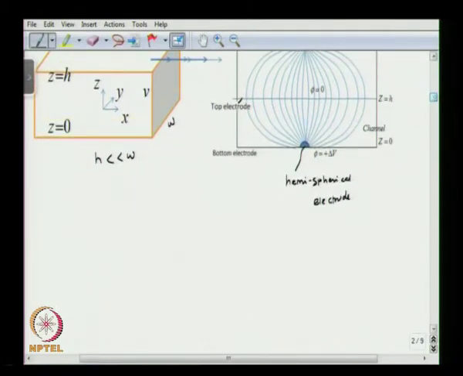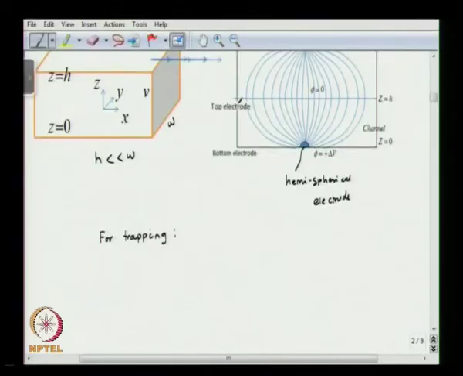We were saying that for the trapping, there are basically two forces acting on the particle as we discussed. One is the dielectrophoretic force, which is acting towards the electrode, and the other is the drag force, which is trying to carry the particle with the bulk fluid. So, for the trapping, the dielectrophoretic force F dP has to be greater than the drag force.